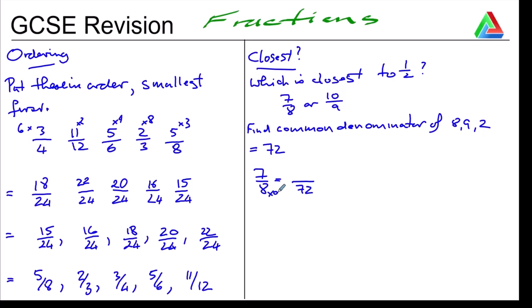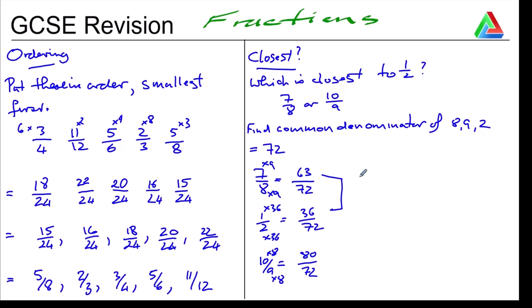So 8 times 9 is 72, so multiply 7 by 9 to get 63. We have to multiply 2 by 36 to get 72, so multiply 1 by 36. So 36 over 72. And 9 times 8 is 72, so 10 times 8 is 80. So we've got 63 over 72, 36 over 72, and 80 over 72.